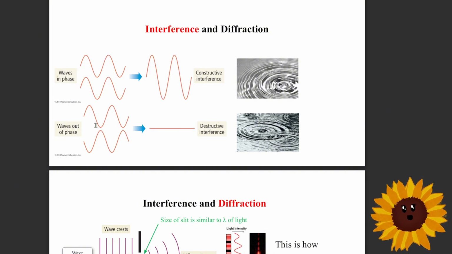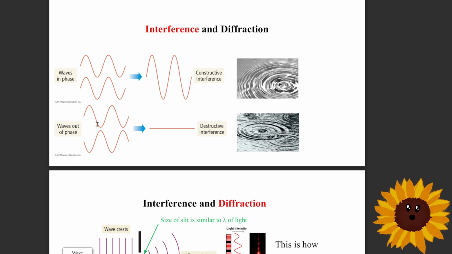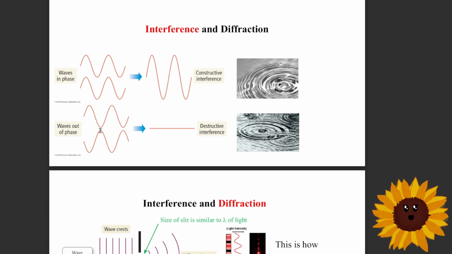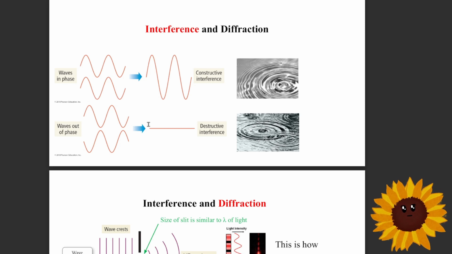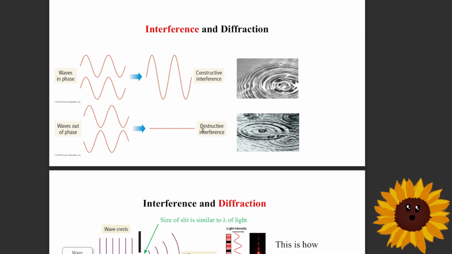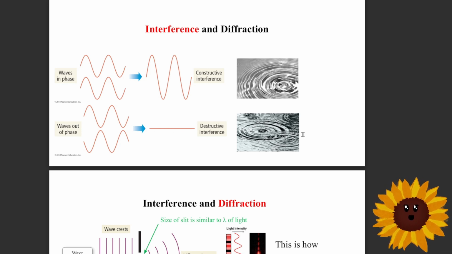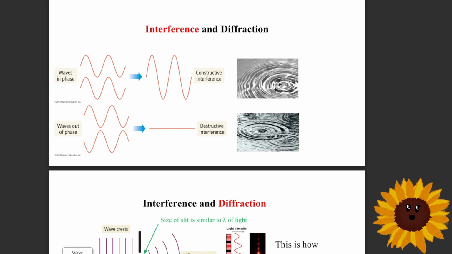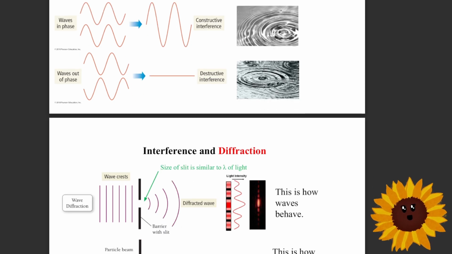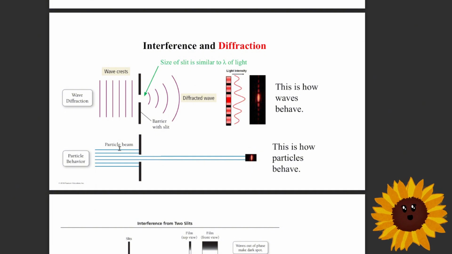But when they're out of phase, look, these two are completely opposite from each other. They're canceling each other out at every single point. Therefore, we have destructive interference. So that surface of the water is going to be kind of still, because all the ripples are going to cancel out. So here we can kind of see it.